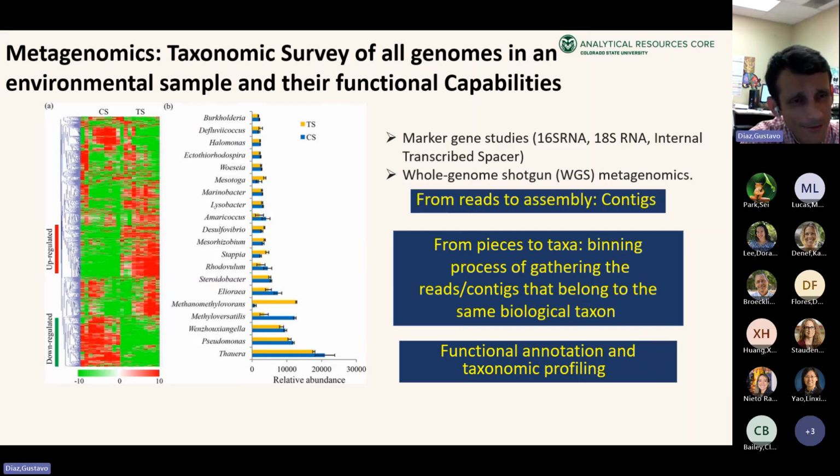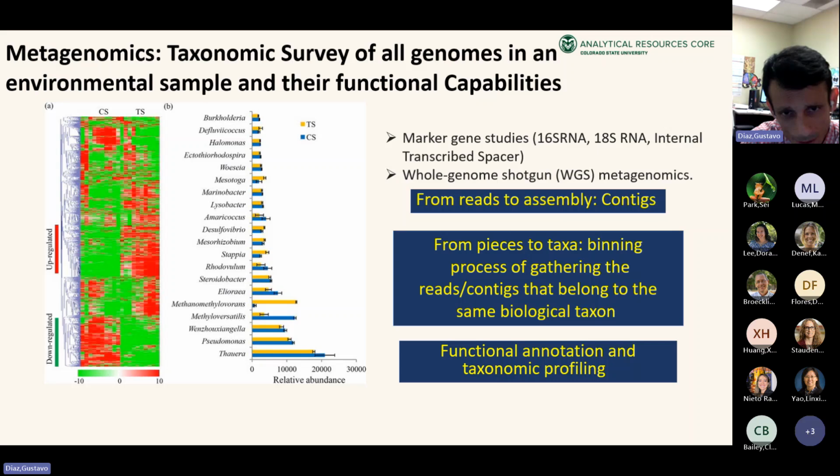Most of the information that we have about the microbiome, and which is currently available, is from metagenomics. Metagenomics, in a very general way of explaining, focuses on marker gene studies: 16S rRNA to study bacteria, 18S rRNA for eukaryotes, and internal transcribed spacers when we want to study fungi. Or we can do whole genome shotgun metagenomics in order to get information from microbiome samples.